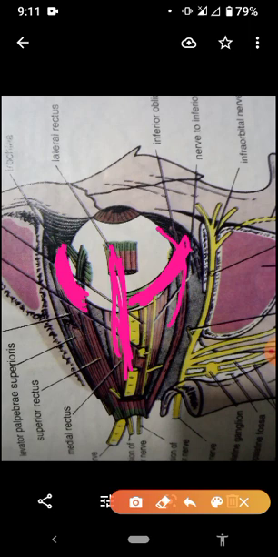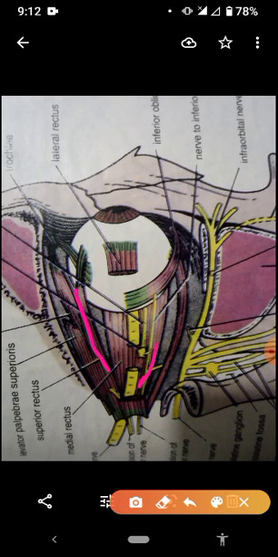Okay, let's come to the nerve supply. I have already told you that the superior rectus, the inferior rectus and the medial rectus are the muscles which are supplied by the oculomotor nerve. If we are talking about the lateral rectus, this is the only muscle which is supplied by which nerve? Yes, sixth cranial nerve, the abducent nerve. The abducent nerve supplies only one muscle, and that is the lateral rectus muscle. And all the other muscles are supplied by the oculomotor nerve.